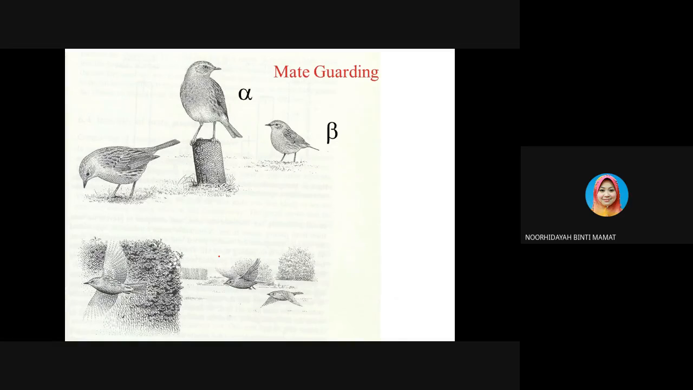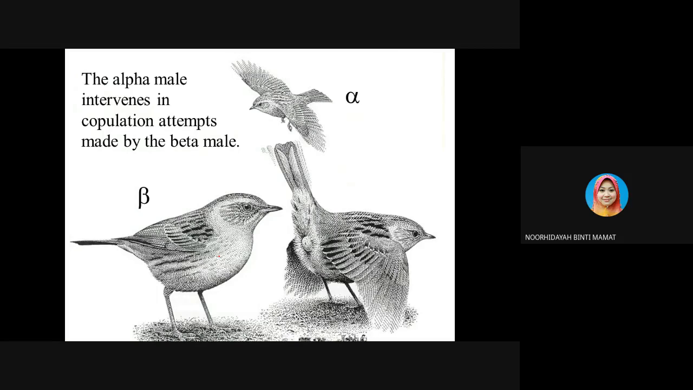Okay, so the alpha male intervenes in copulation attempts by the beta male. So how does he intervene in the copulation attempt? They will do the cloacal pecking. So when the beta male wants to mate, or attempts to mate with the female, the alpha male will intervene and drive away the beta male.